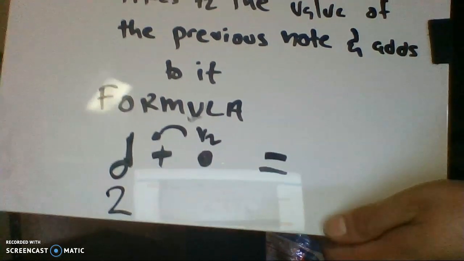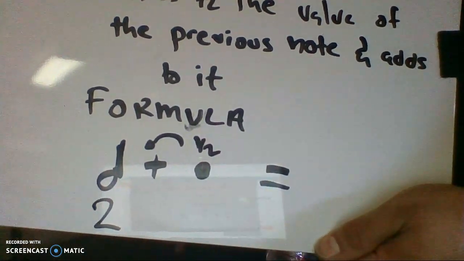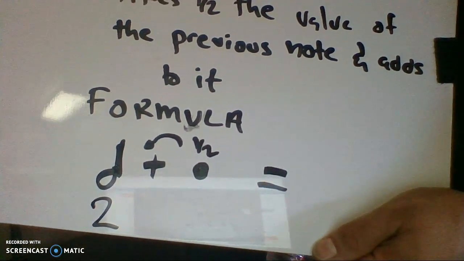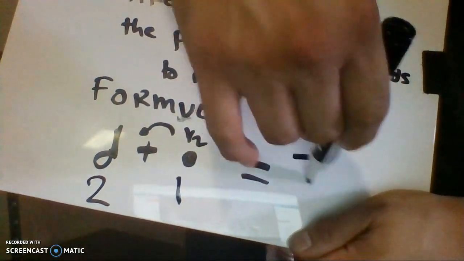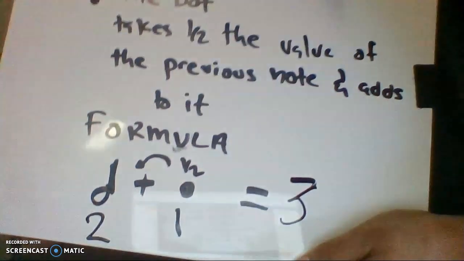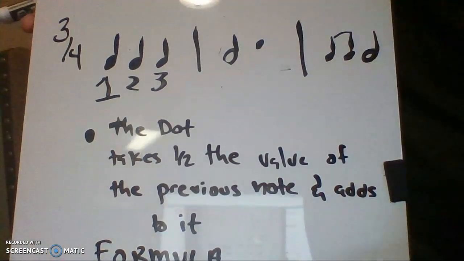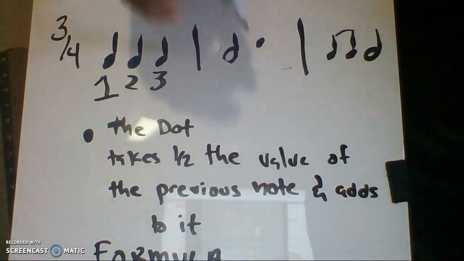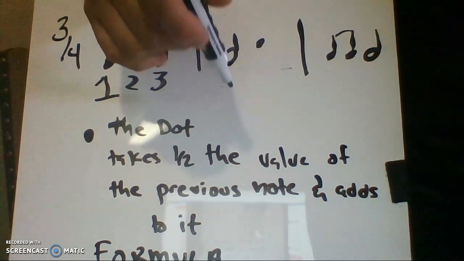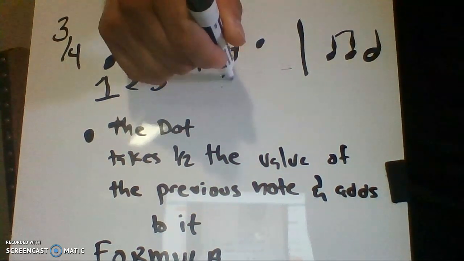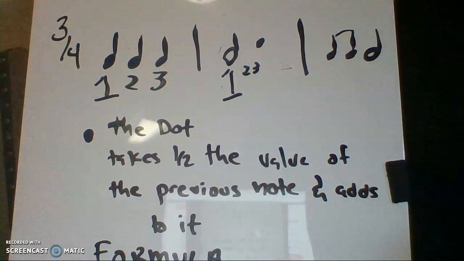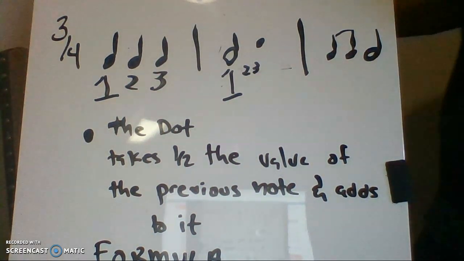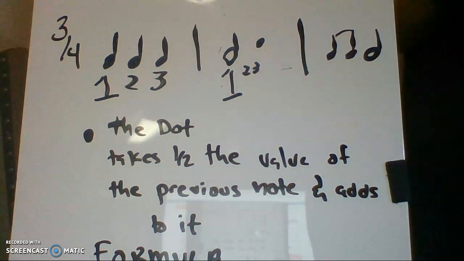Well, we know that a half note is 2 beats. The dot takes half that value, so half of 2 will be 1. Added together, it has 3 beats. So right here, this dotted half note is going to be played for 3 beats. So it's going to be strummed once, the big 1, a little 2, a little 3. So the way you would clap it is 1, 2, 3.